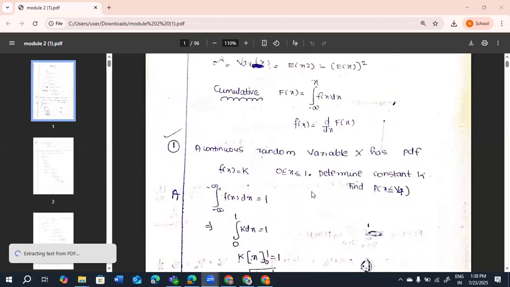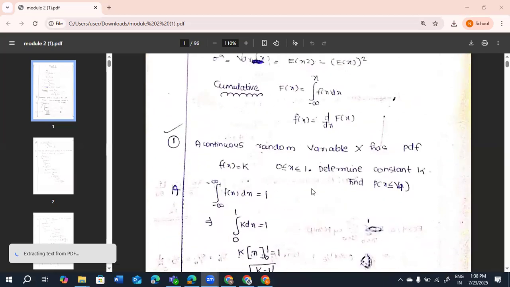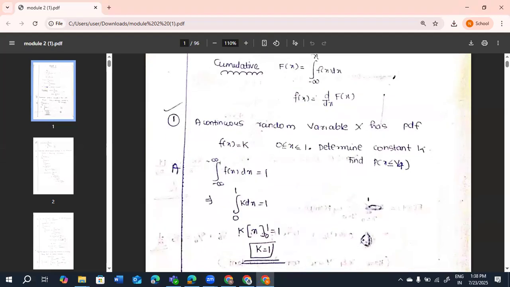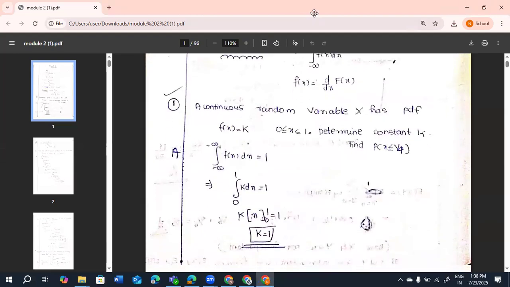Now let us do a problem. What is the question? A continuous random variable x has PDF f of x, which was given. It is already mentioned in the question that it is a continuous random variable. The limit is also given. We have to find the constant k. For that, we will have to find the integral. You already know the property that integral from minus infinity to infinity f of x dx is equal to 1, right? We are going to apply that in the same way.